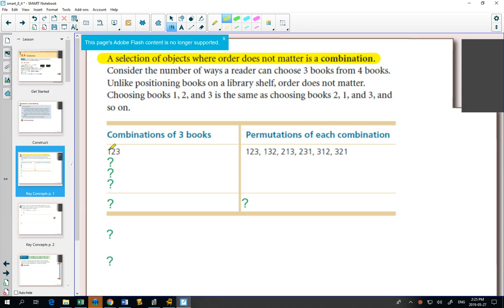You have 4 books to choose from, you get to take 3. You go, I'm going to take 1, 2, and 3, and you go, wait a minute. No, I'm going to put those back, and I'm going to take home book 3, book 2, and book 1 instead. The person would look at you and say, that's the same thing.